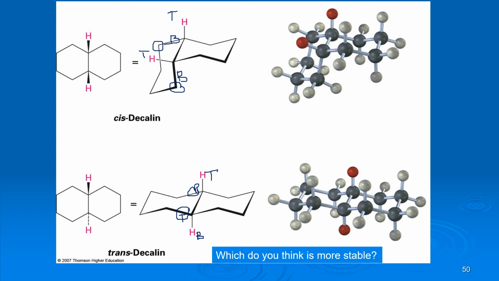So you can imagine there's a lot of different physical properties between them. They're very different, even though they have the same formula. Which do you think is more stable? Well, I would say having all of these carbons equatorial has got to be more stable, whereas this one has one axial. So the trans will be more stable.